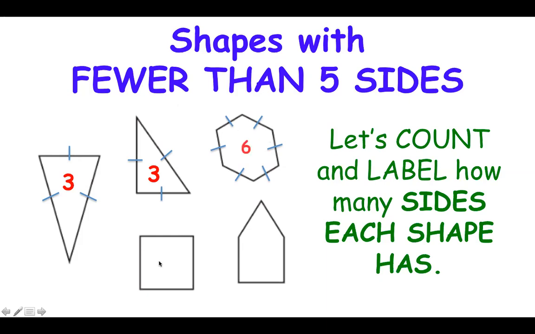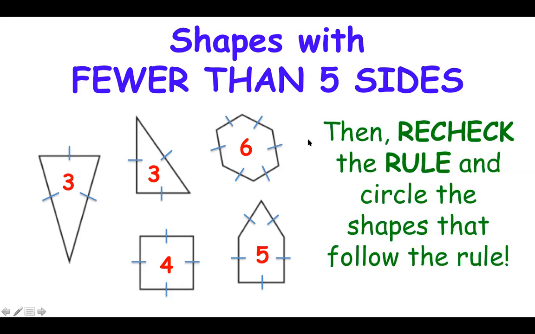This next shape has 1, 2, 3, 4 sides. So this again will count because 4 is less than or fewer than 5, so that works. And then our last shape has 1, 2, 3, 4, 5 sides. That doesn't work because the rule says it has to have fewer than 5 sides. So now let's recheck our rule and circle the shapes that match it. So we need fewer than 5 sides.